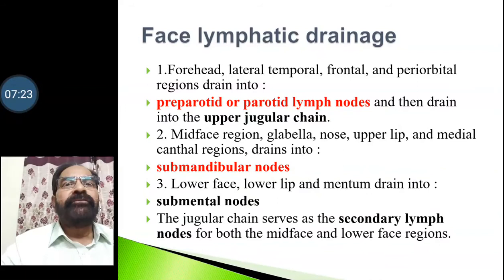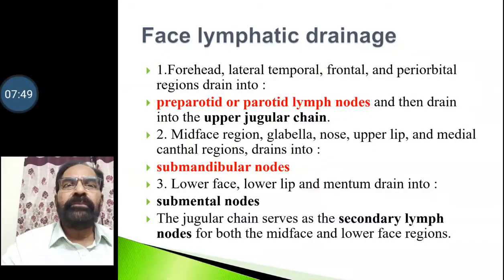Coming to face lymphatic drainage, we can divide into 3 parts. First one is forehead, then the lateral temporal, frontal and periorbital regions. These regions drain into preparotid or parotid lymph nodes, and their secondary drainage is into the upper jugular chain.